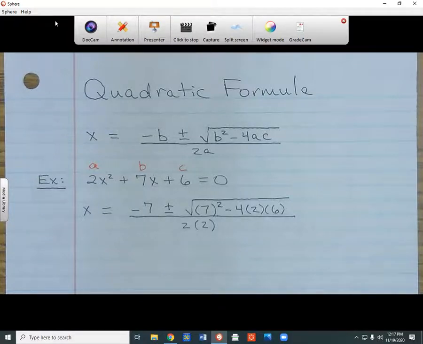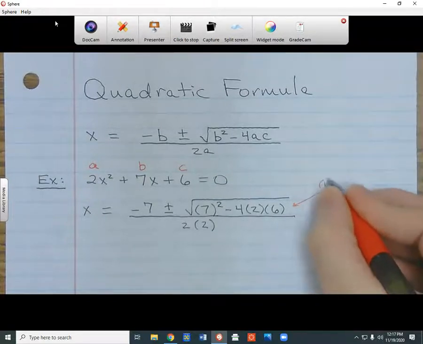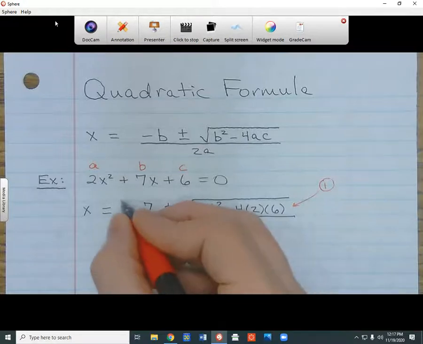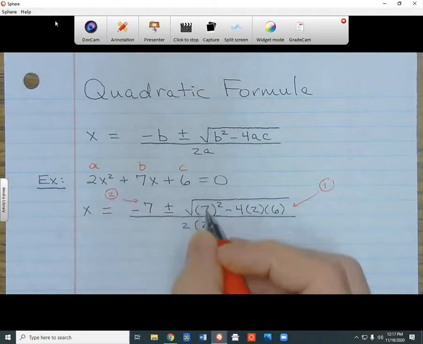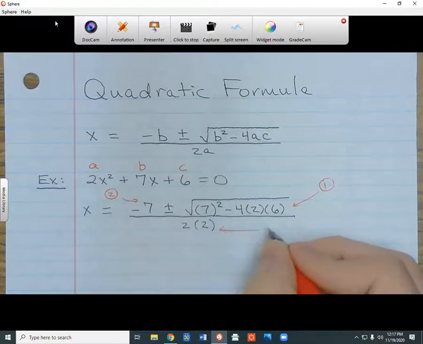Now, the first thing I always do is simplify the radical first. And then, once I get everything simplified inside the radical and take the square root of whatever's on the inside, I start to move over here, and I'm going to simplify this second. I'm going to be using the plus or minus to help me out with that. Then the last thing I do is simplify what's at the bottom of the fraction.